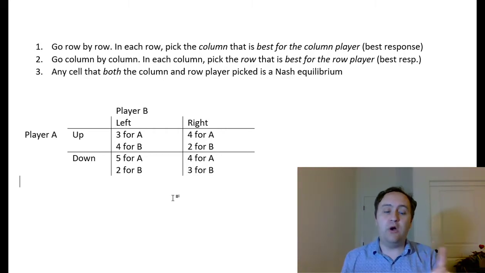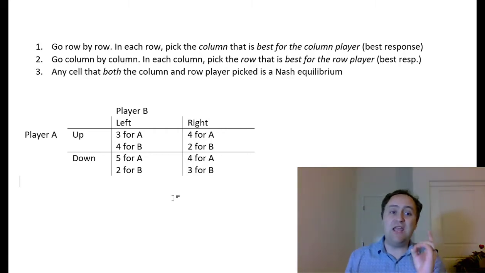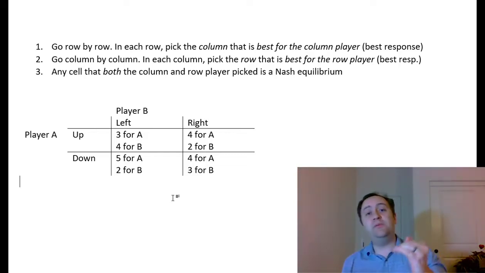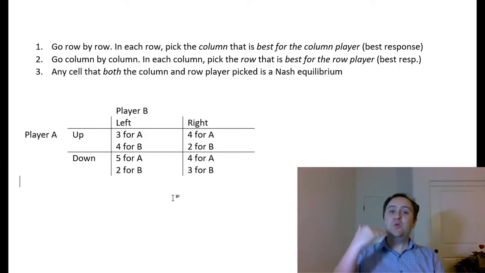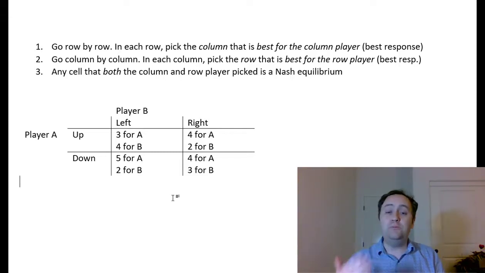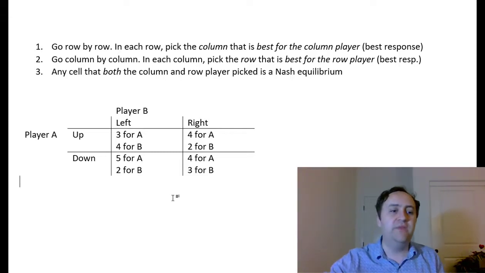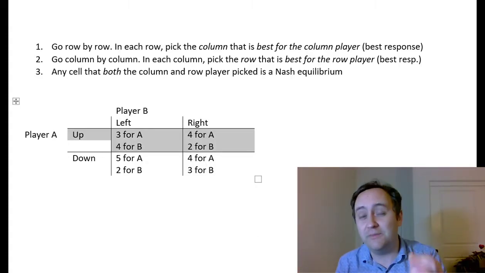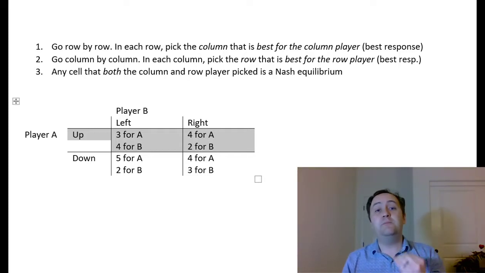We're going to go row by row. We're going to go through each strategy that player A could play, and we're going to pick the column that is best for player B. So given what player A is going to do, if we imagine that we know what player A is going to do, how would B want to respond if they could? So first, let's imagine that player A is going to go up. So we're in this row for certain. Let's imagine that we know for certain that player A is going to go up. How does player B want to respond?